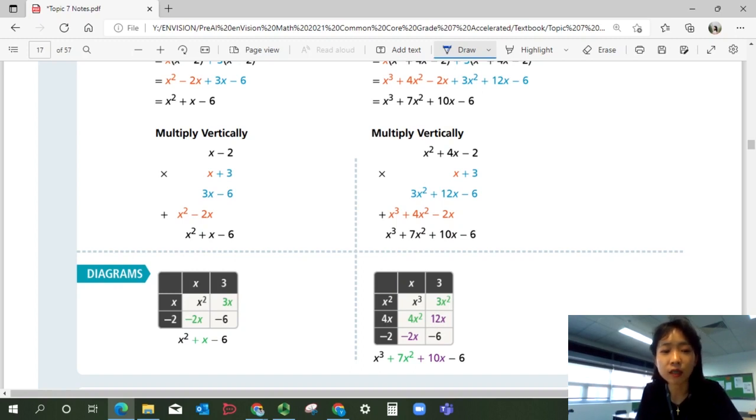Okay, that was lesson 7-2, multiplying polynomials. In the next lesson, lesson 3, we'll be learning about multiplying special cases. There are some special cases in multiplying polynomials. We'll continue with the next lesson in the next video.